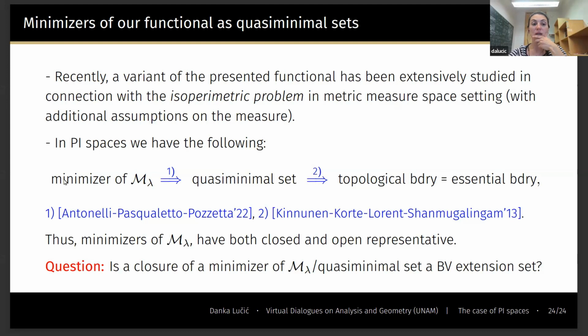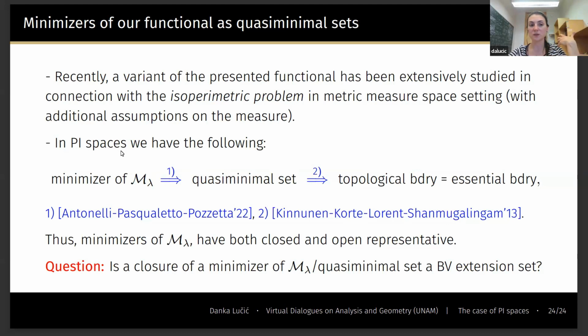What can be shown is that if we are in a PI space and we have a minimizer of the functional F lambda, it is going to be a quasi-minimal set. I'm not going to define it now, and it has been studied by Kinnunen, Korte, Lorent and Shanmugalingam, and they have shown some topological properties for this kind of set, among which the topological boundary coincides with the essential boundary. So this means that these kind of sets have both open and closed representatives.